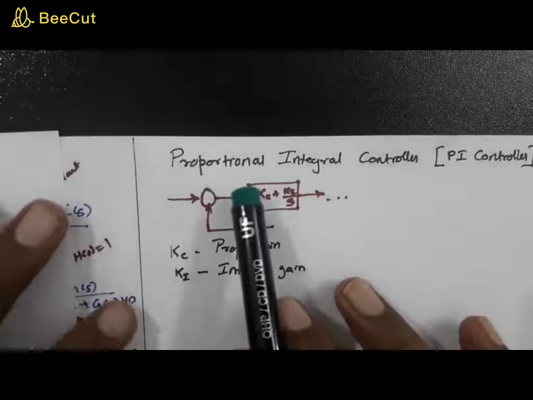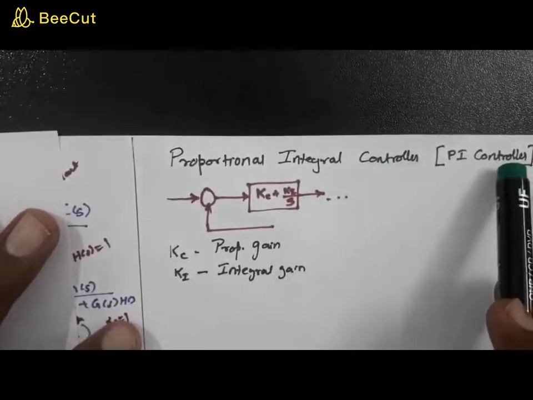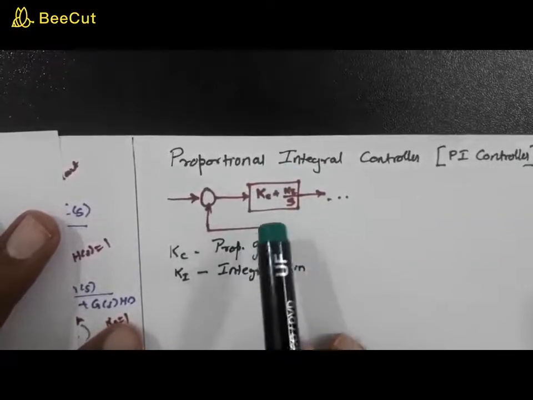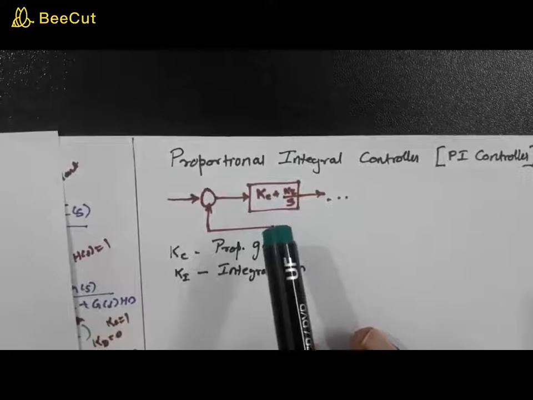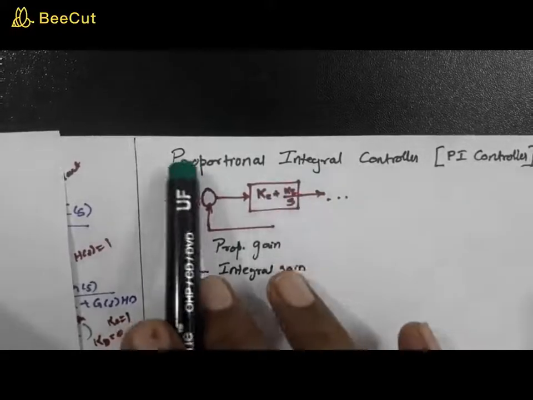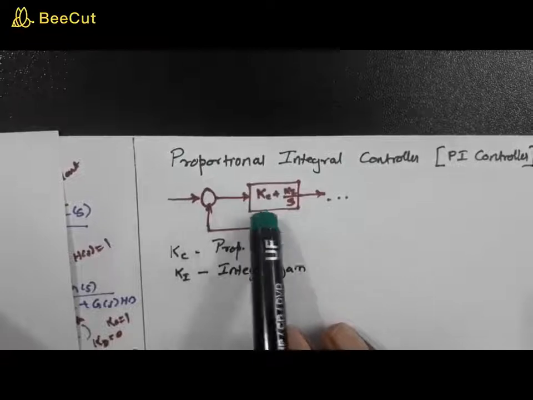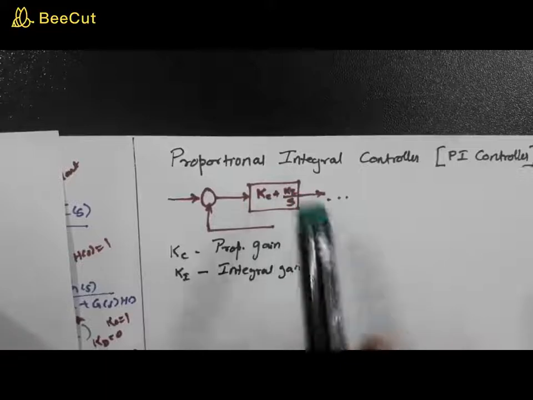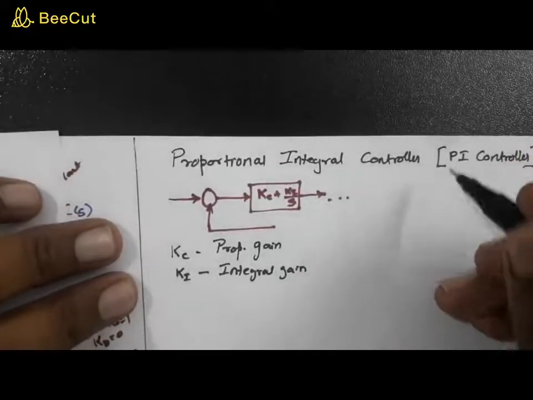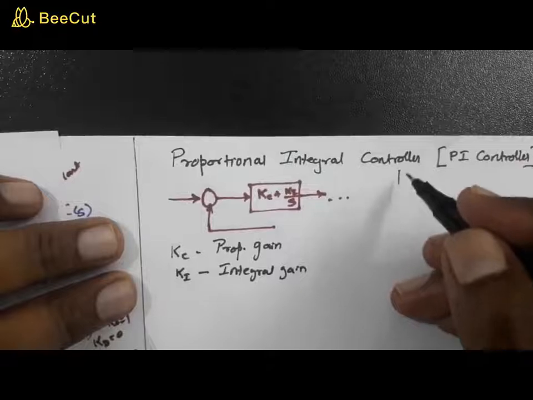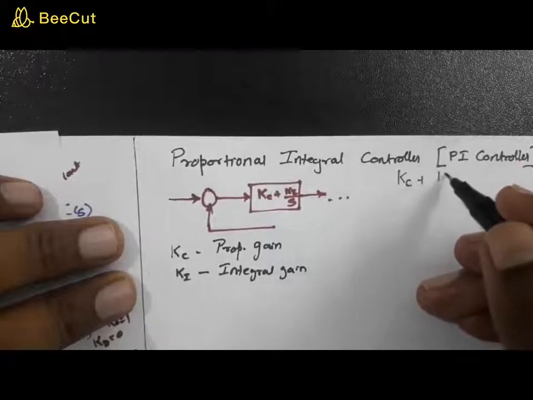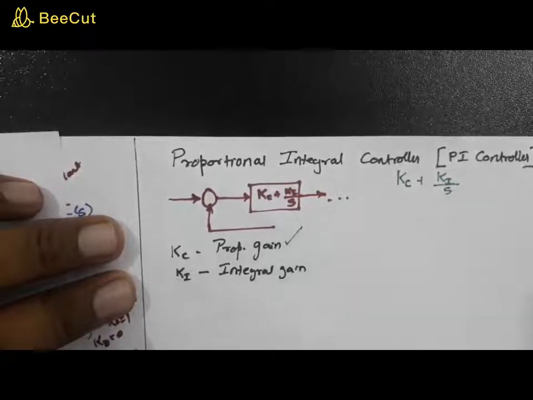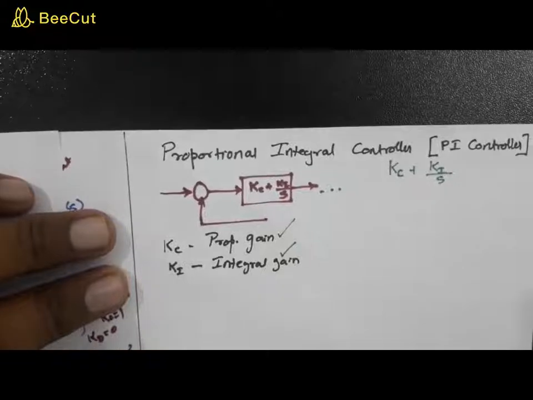Okay, now let's move on to the proportional integral controller, or in short, the PI controller. The basic block of a control system which is connected by a proportional integral controller is given as shown. The additional block that we need to add is Kc plus Ki by S. Inside the block you can see Kc plus Ki by S, where Kc is the proportional gain we have already seen, while Ki is the integral gain.